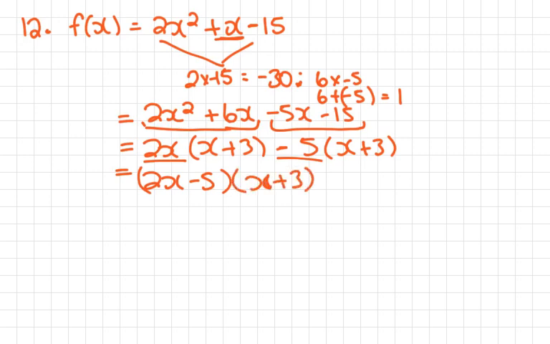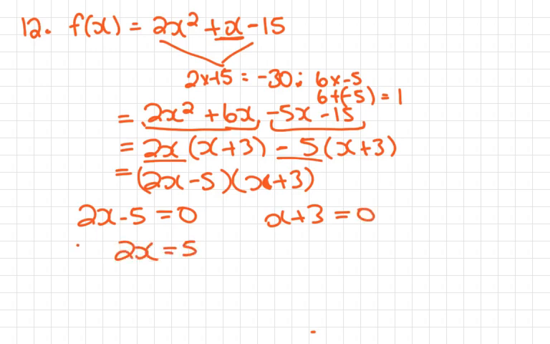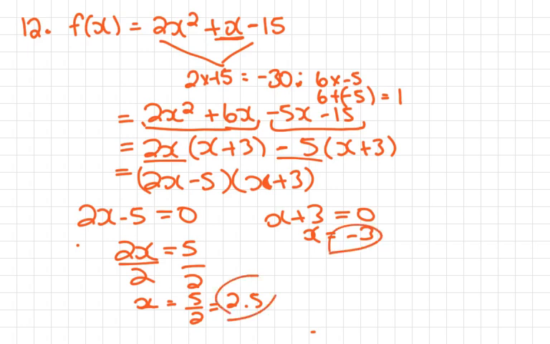So now that I have it factored, I set each section equal to 0 and solve for x. And those are my zeros. So now I have 2x equals 5, add 5 to both sides, divide both sides by 2, x equals 5 over 2, or 2.5. On this side, just subtract 3 from both sides, x equals negative 3. So my x-intercepts are 2.5 and negative 3.